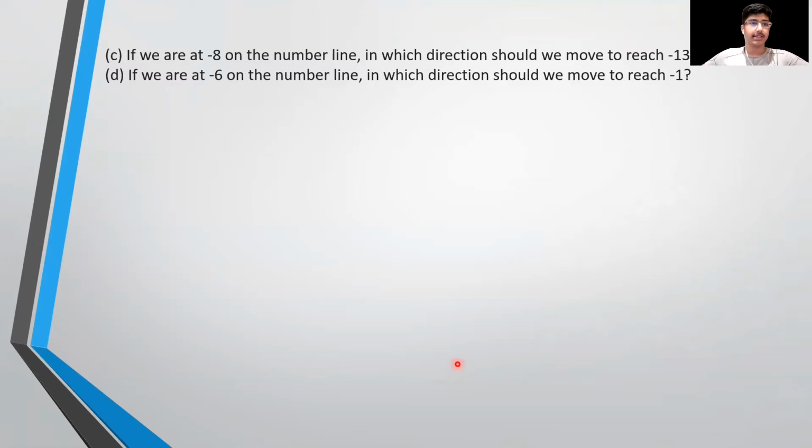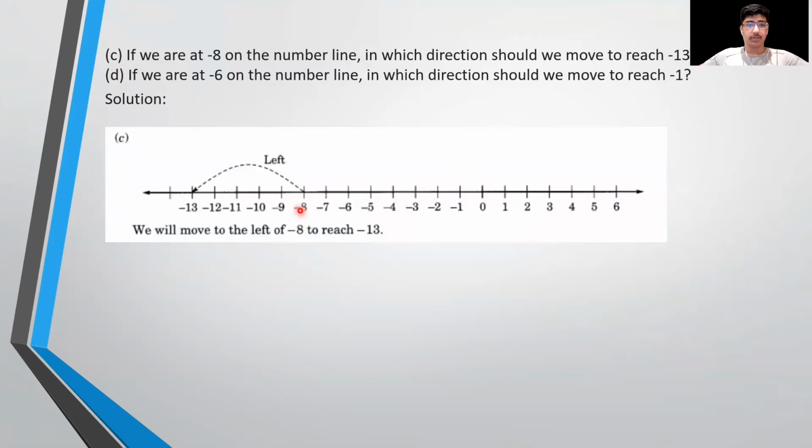All right. C, if we are at minus 8 on a number line, then in which direction should we move to reach minus 13? So again, a number line is given. We have to locate where minus 8 is. All right. And now we have to also locate where minus 13 is. And now we should see which direction we should move in, whether we should move to the left hand side or to the right hand side. So clearly we can see that minus 13 is to the left hand side of minus 8. So we have to move left.